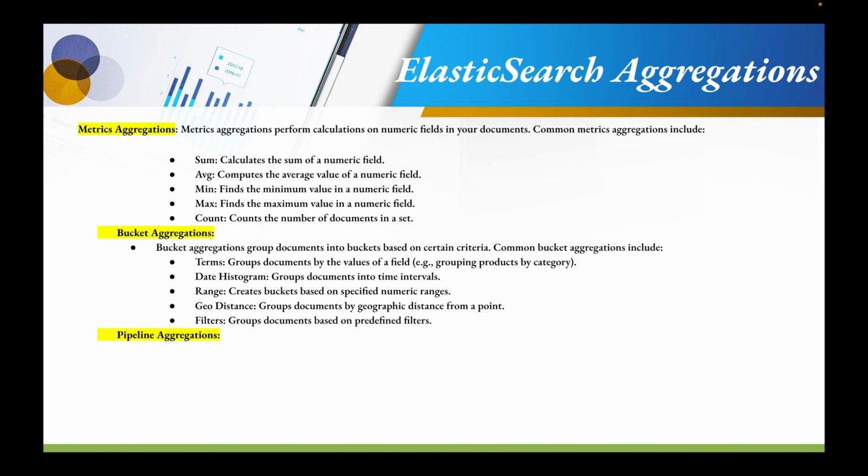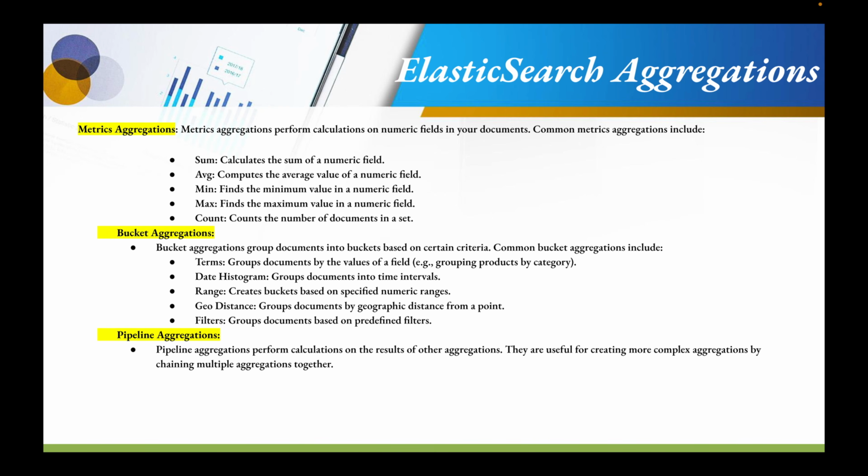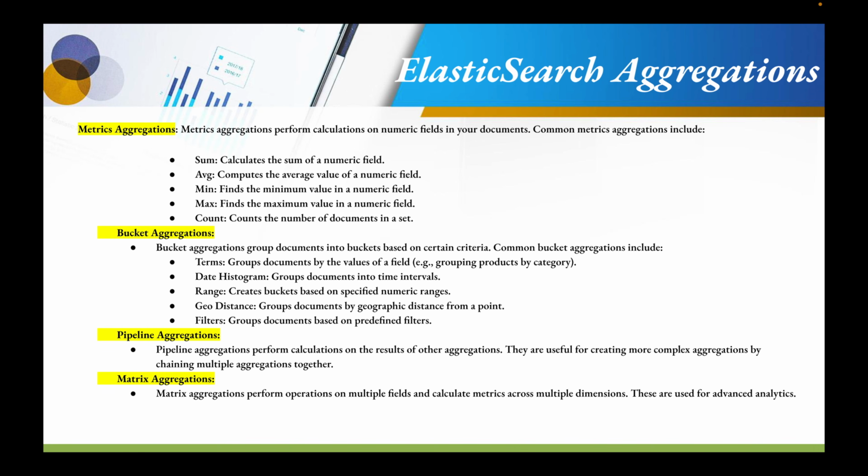And finally we have pipeline aggregations. Pipeline aggregations perform calculations on the results of other aggregations. They are useful for creating more complex aggregations by chaining multiple aggregations together. And at last we have matrix aggregations. These perform operations on multiple fields and calculate metrics across multiple dimensions. So these are used for advanced analytics.